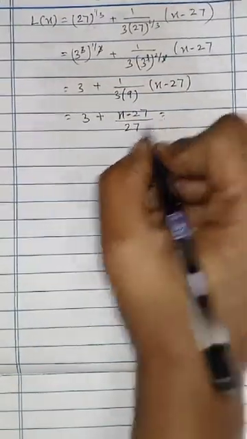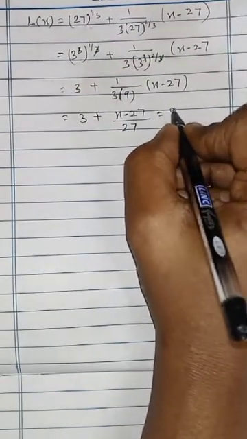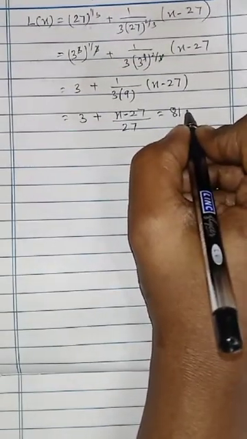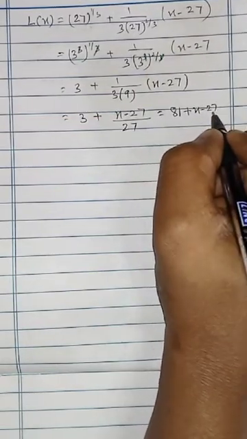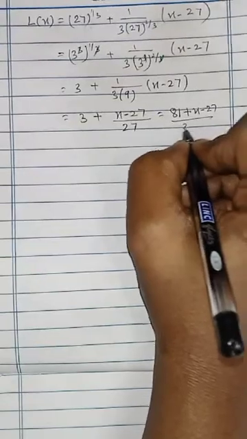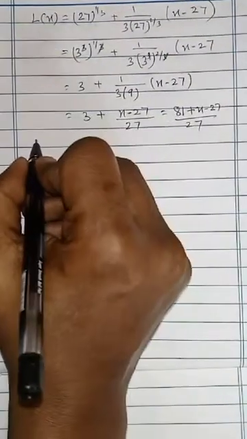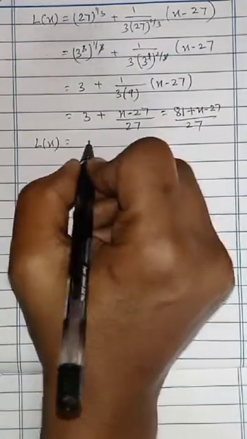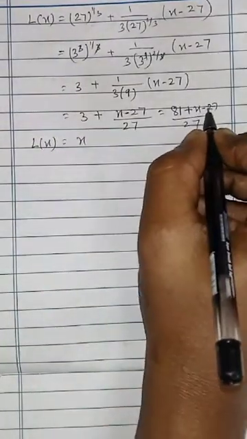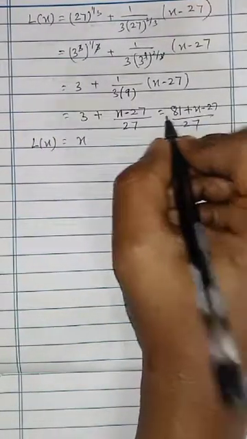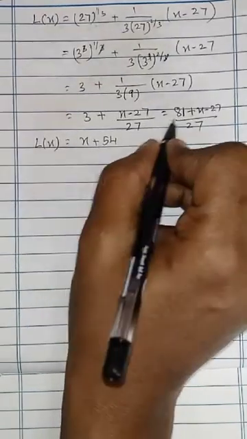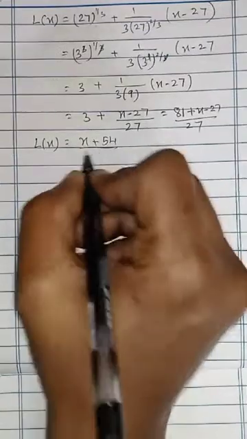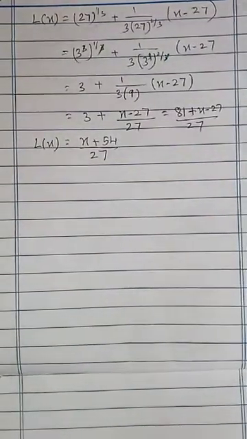Again, if we take the LCM, we will get (81 plus x minus 27) by 27. Correct? So your L of x equals (81 minus 27 is 54), so (x plus 54) by 27. So this is your linear approximation.